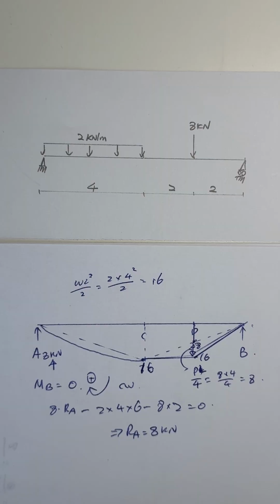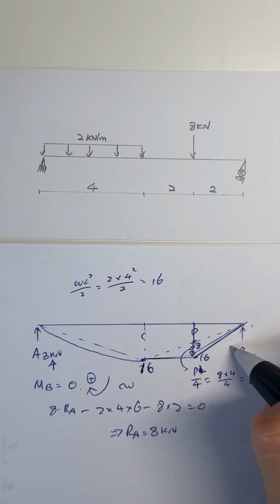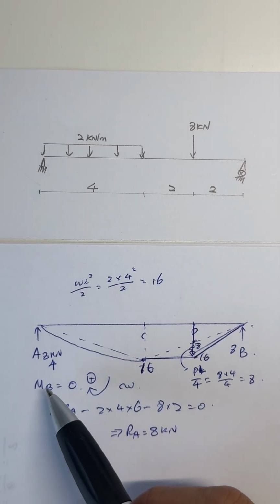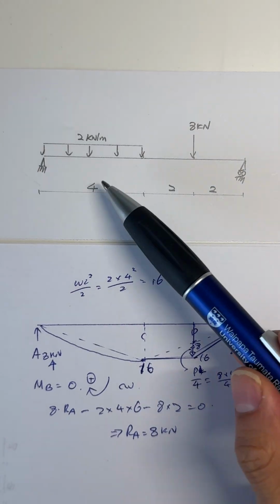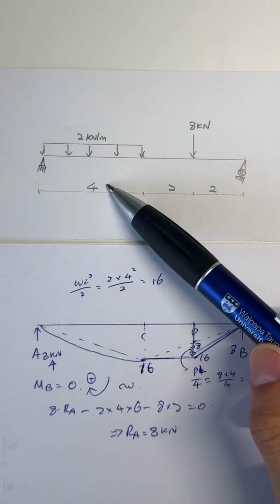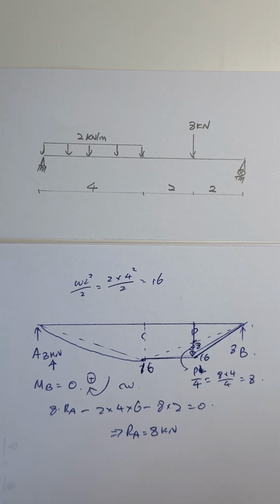And now we can check the reactions, because the slope here is 16 divided by 2, which is 8. So the total load coming up is 8 plus 8, which is 16. And you can work out the total load as 2 times 4 plus 8, which is 16 as well. Yep, correct. This is how you quickly work out your bending moment diagrams.